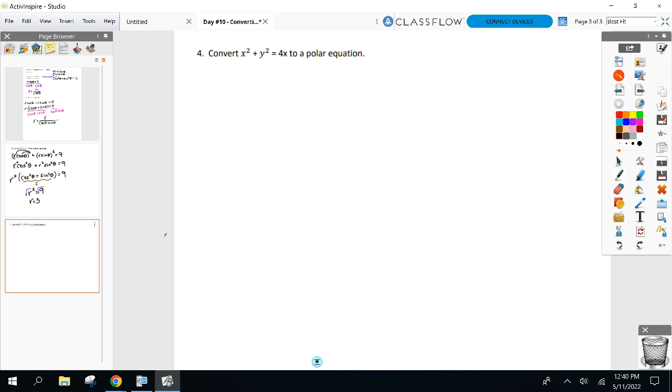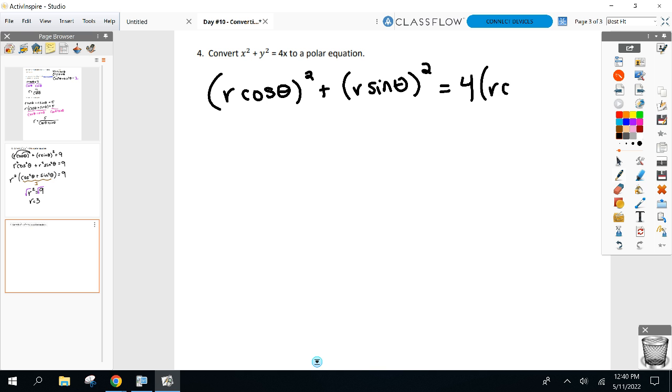What am I going to do first? It's the fourth one now. We're going to rewrite it with what plugged in? Substitute. We're going to substitute. R cosine theta, parentheses. R cosine theta all squared plus R sine theta all squared equals 4. Now you got to plug in again, right? Times R cosine theta. There was an X on the right side, so I had to plug in R cosine theta.